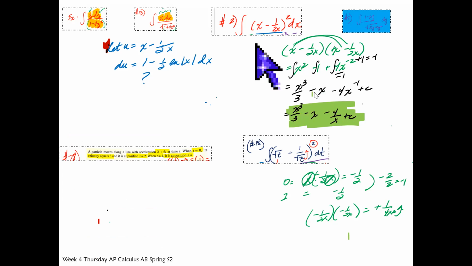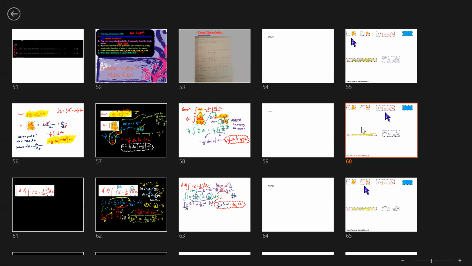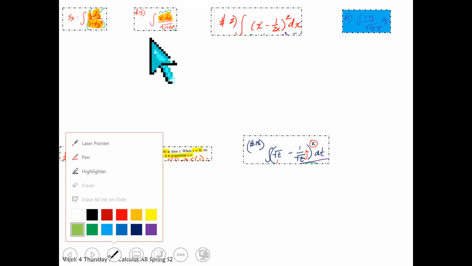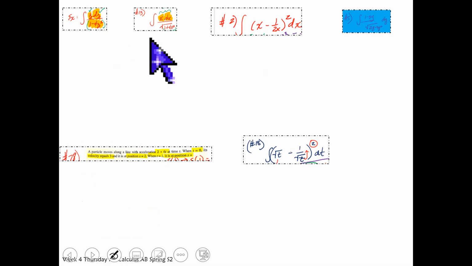All right, let's go on to number 3. Number 3 looks like this right here. Okay, so looking at this part right here, let u be, and you probably just want this to be whatever's inside the square root. So it'll be just 1 minus 4x squared. Derivative of u is going to be a negative 8x dx.